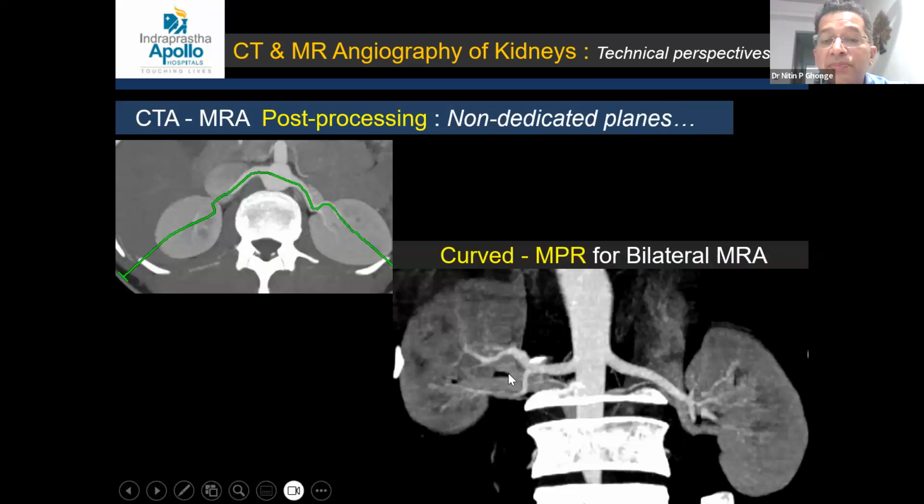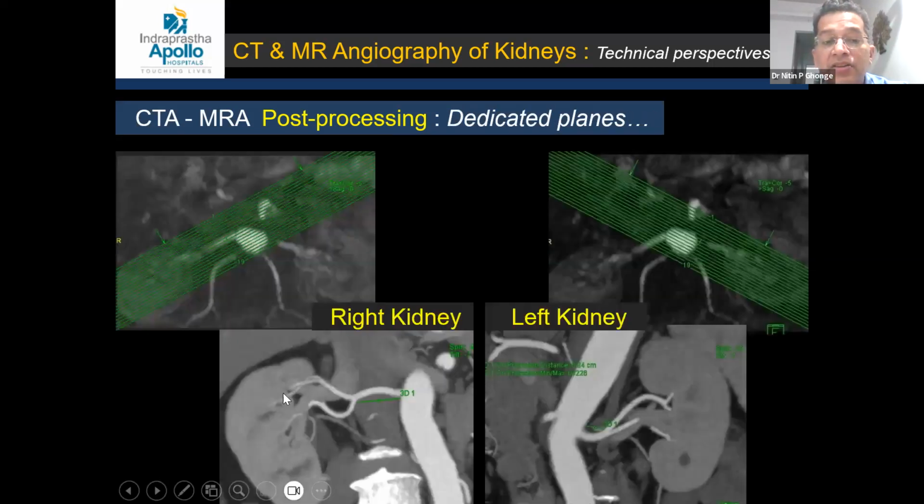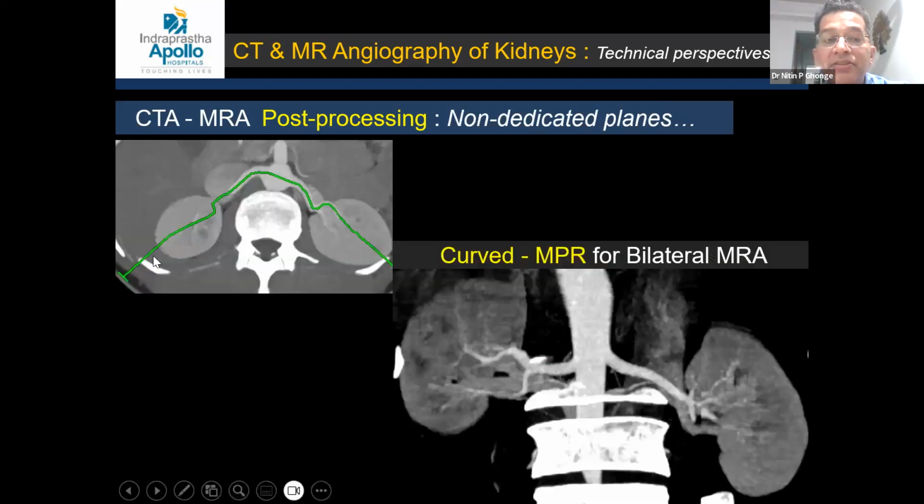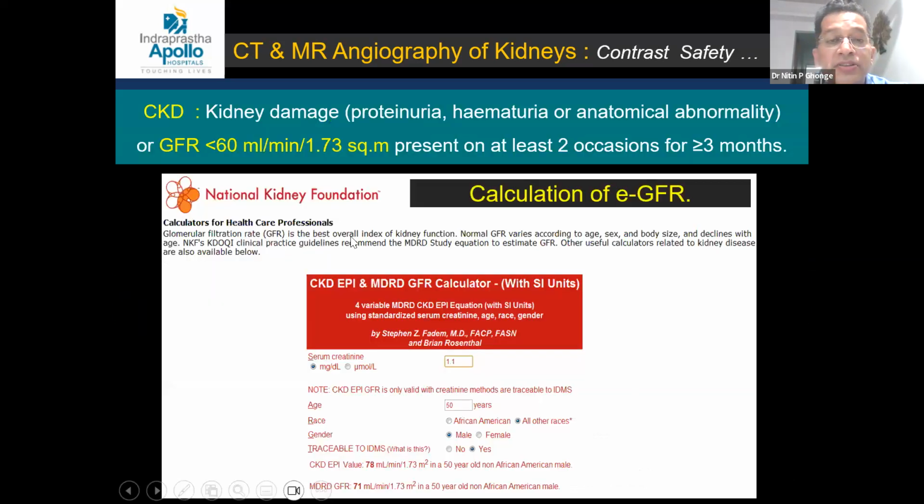Similarly, if you want to see the complete length of both sides in a single image, then you can have a curved plane like this. The previous was a straight plane, so only the right side in one image, the left side in another image. But here you can see a single curved plane, and you can see both renal arteries with hilar branching in a single image. This is a curved MPR to show the renal arteries on both sides.